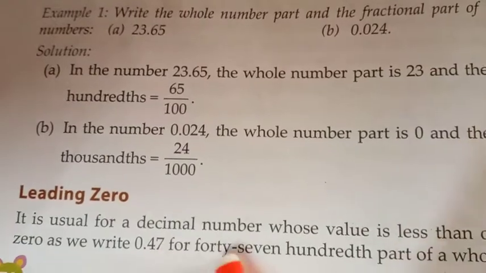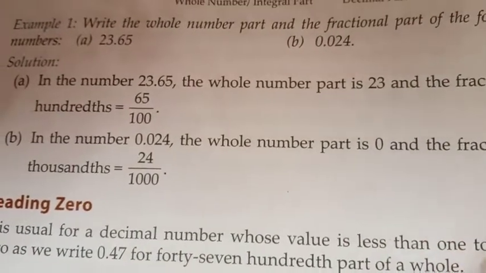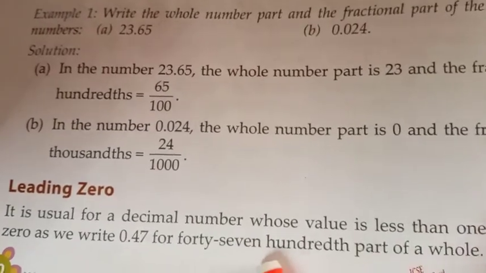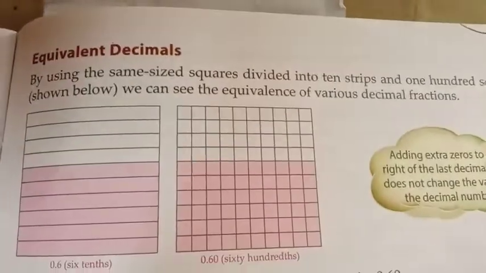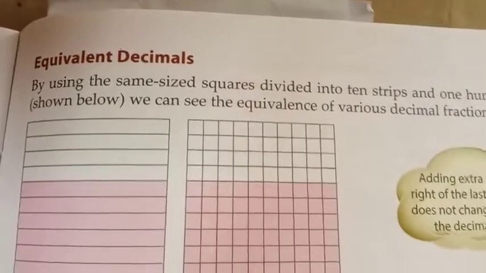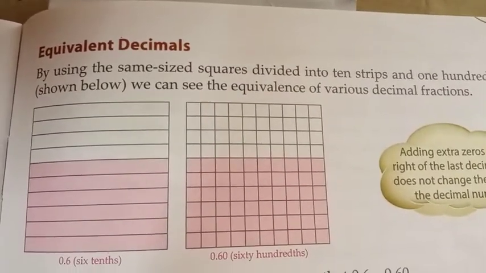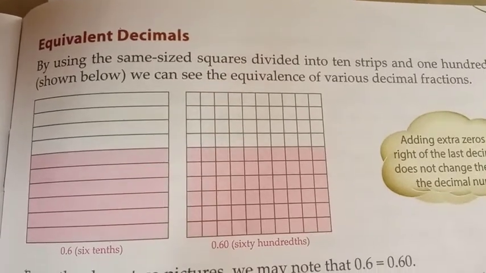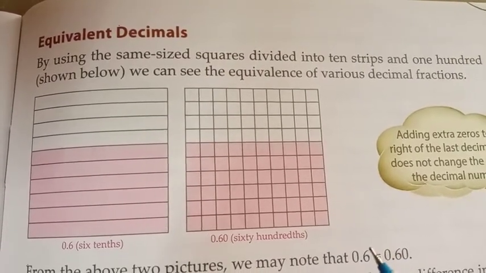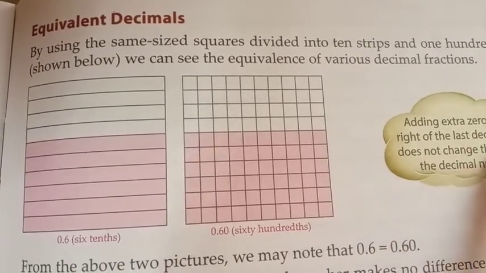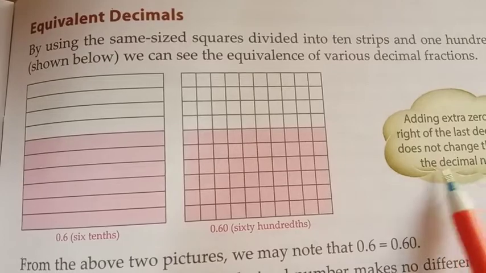So 0.47 is less than 1, so we have a leading zero, as we write 0.47, or 47 hundredths part of a whole. Okay, so now the equivalent decimals. By using the same sized squares divided into 10 strips and 100 squares, we can see the equivalence of various decimal fractions. Adding extra zeros to the right of the last decimal digit does not change the value of the decimal number.